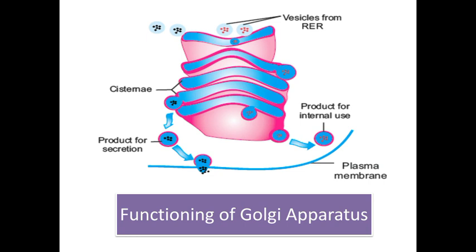You can see these are the vesicles that have come from the rough endoplasmic reticulum. Now these move through these stacks, that is cisternae, and now these products are for the secretion and these are the products for the internal use. So the Golgi apparatus basically provides the transport to the vesicles.